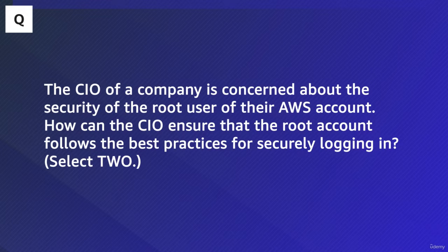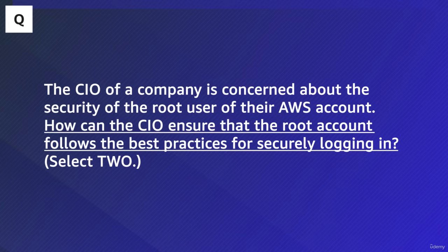As you can see, this stem wants you to pick two answers out of the responses. Keep in mind that there is no partial credit on the exam, so when you come across questions with multiple keys, be very careful to properly evaluate so that you are able to find all possible answers. This is asking you to identify the two responses that will help the CIO ensure best practices for securely logging in with the root user. That's it. The question gives you all of the information you need to start looking at the responses.